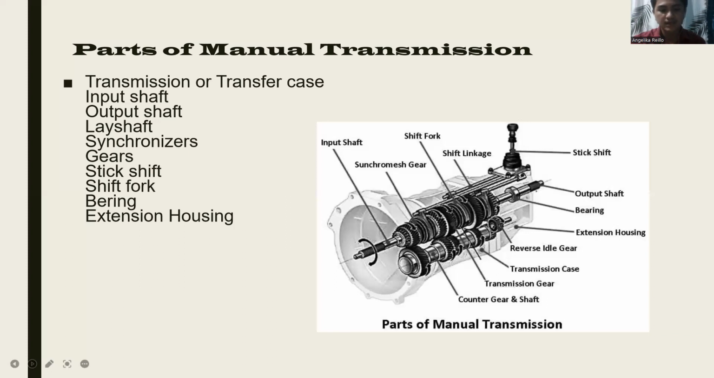Bearings. In a transmission system, the gears are in rotation and interlock with each other at all times. With the help of bearings, they also allow the input shaft and output shaft to rotate at different speeds. Extension housing. In this part, the transmission has an extension housing that protects the wheel of the transmission and also supports the bearing.